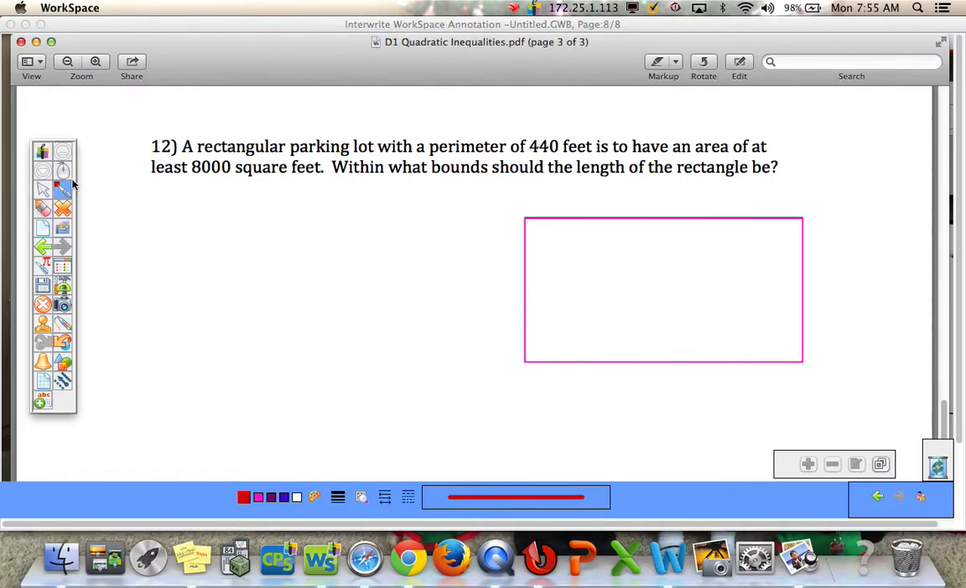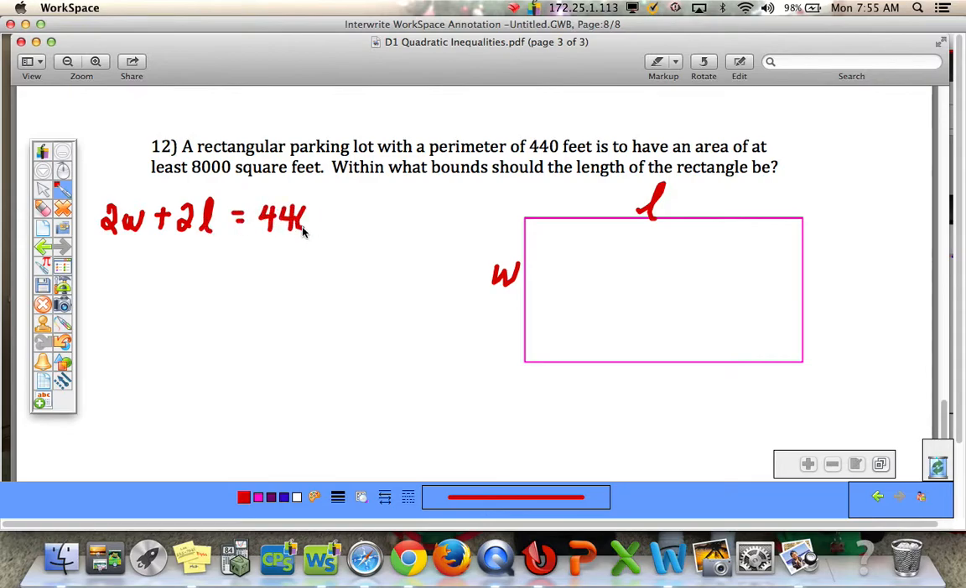So there it is. The perimeter is 440, and we know that we have a width and a length. So the perimeter is when you add 2 of the widths plus 2 of the lengths. So 2 times W plus 2L equals 440. And the area, length times width, is at least 8,000. So here are 2 equations. And since we have 2 equations and 2 variables, let's use a substitution so that we can get rid of one of the variables and write an inequality.